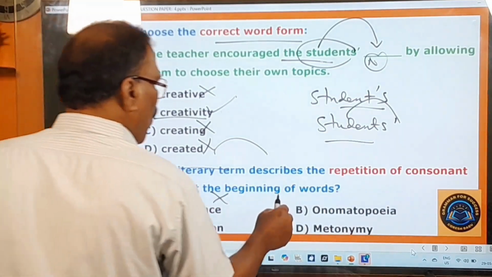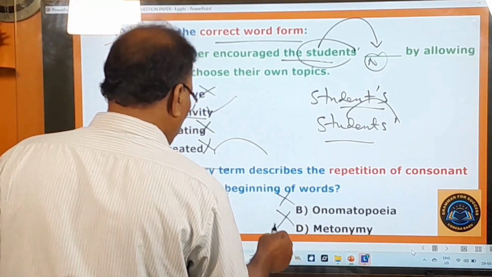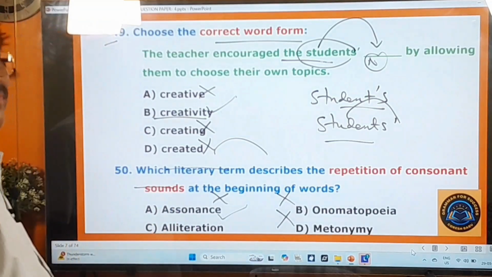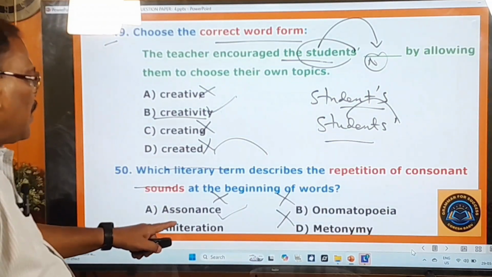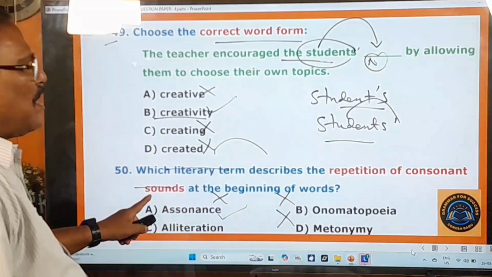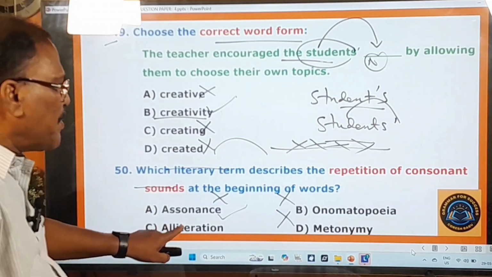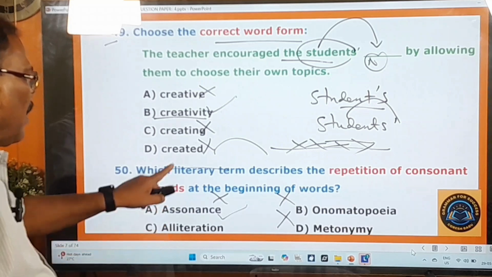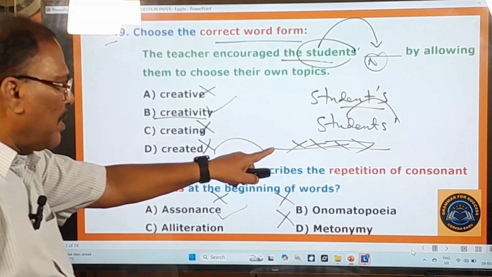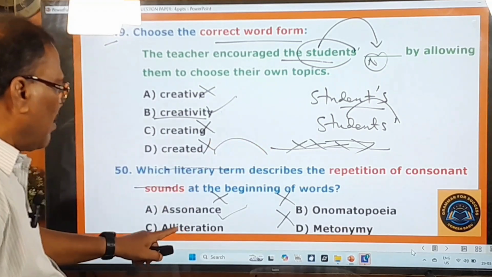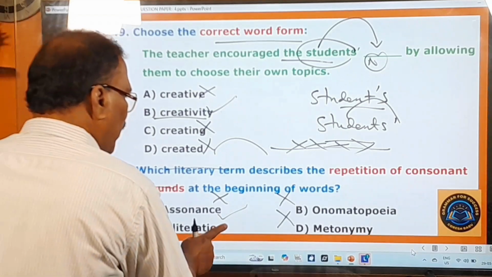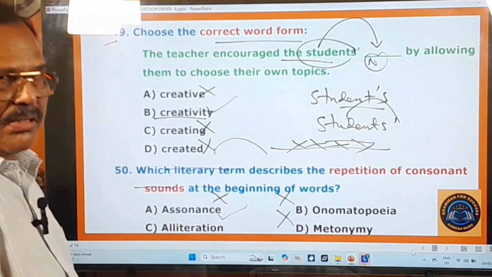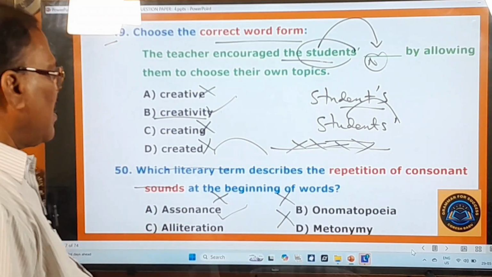Assonance, no. Onomatopoeia, no. Metonymy, no. But only alliteration. Alliteration describes the repetition of consonantal sounds. This one only describes the repetition of consonant sounds. Okay, and therefore the literary term that is used for this aspect is called alliteration, and therefore this is only our answer and all others are not the answers. Now you move on to other questions.